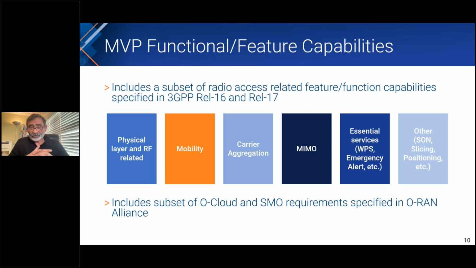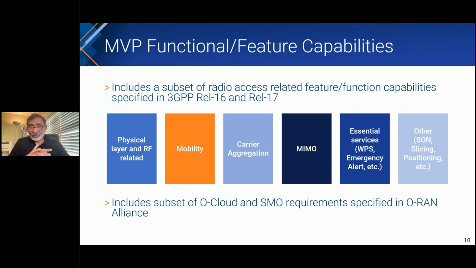So there's a bunch of requirements under what we call the other or the miscellaneous category. In terms of the essential service, we have requirements for WPS, which is wireless priority service, emergency alert service, voice over NR, EPS fallback for voice, etc. So there's a bunch of service-specific requirements captured.